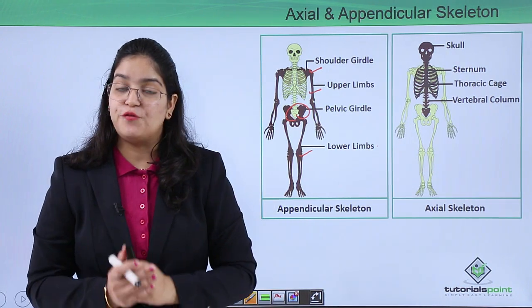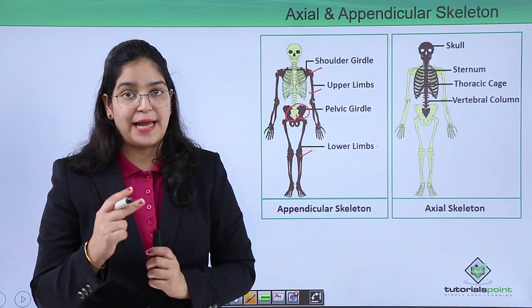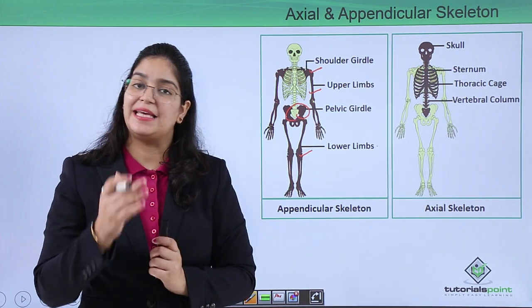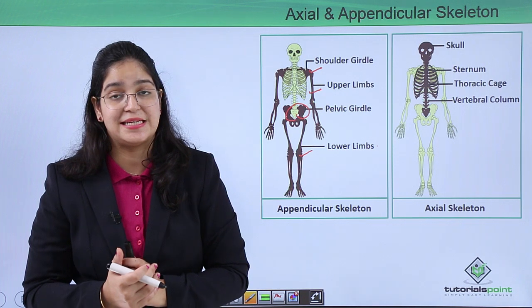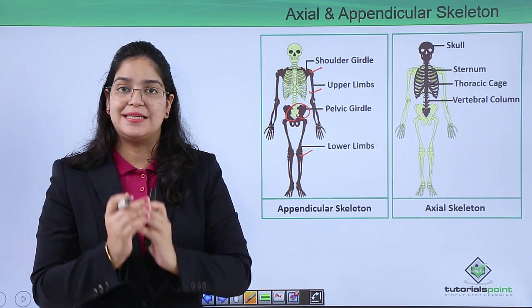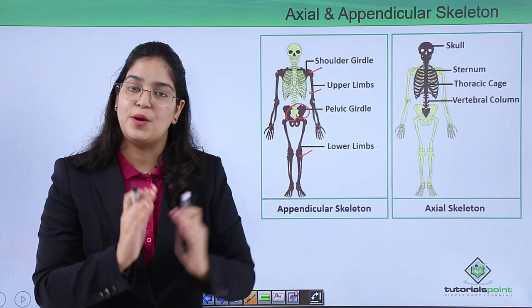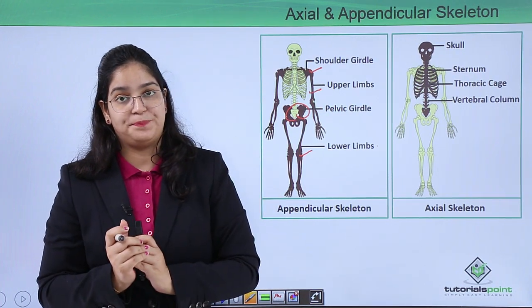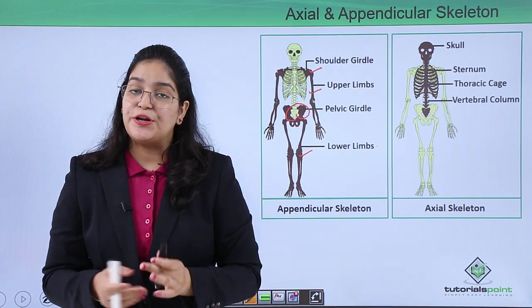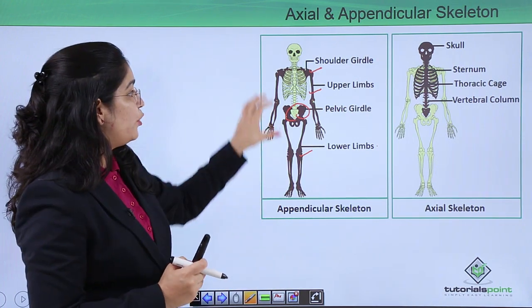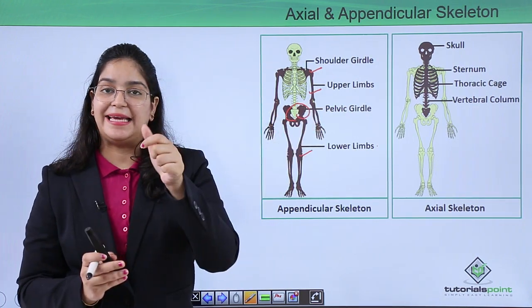So in this video we have learned about two types of skeleton system, the exoskeleton and the endoskeleton system, and in the endoskeleton system there is a division, the axial one and the appendicular one. Now in the next video we will start learning about each one of them by taking each part.